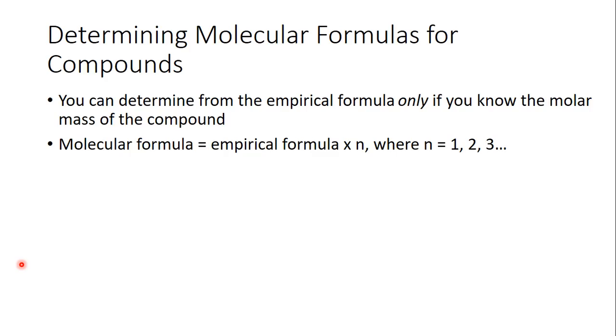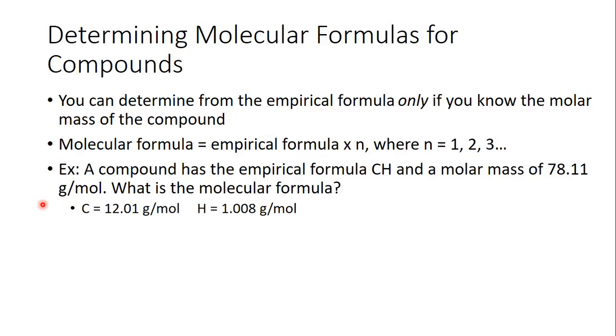Now let's say you have this empirical formula, but you want the molecular formula. You can only do that if you know the molar mass of the compound before you do anything else, because the molecular formula is just the empirical formula times some constant n, 1, 2, 3, etc. So for example, I have a compound that has the empirical formula of CH. I know the molar mass of this compound is 78.11 grams per mole. So what is the molecular formula?